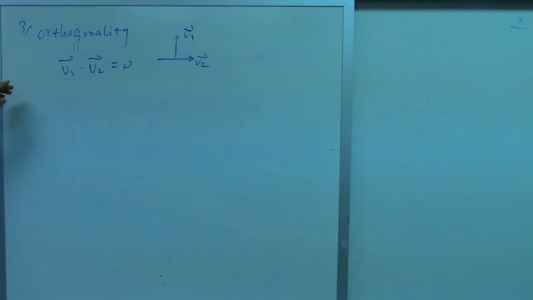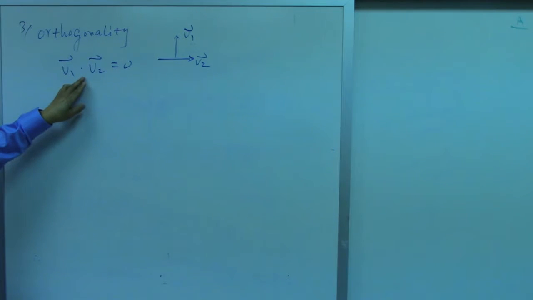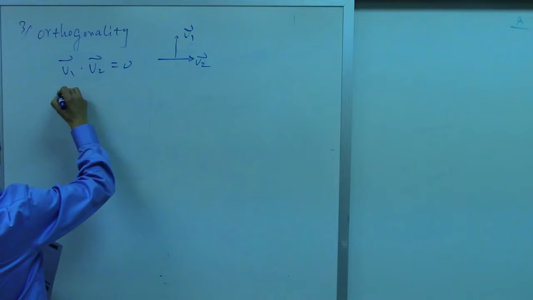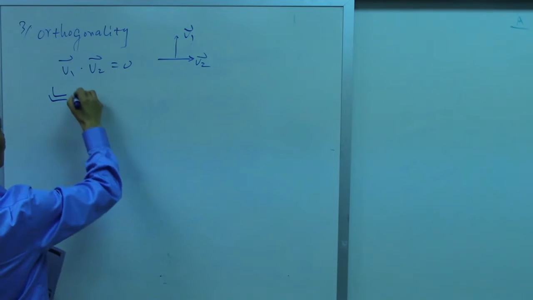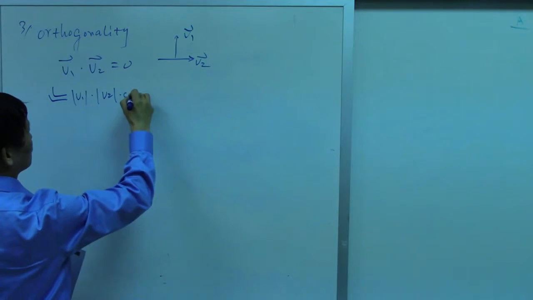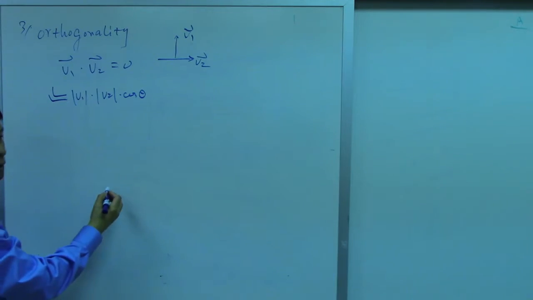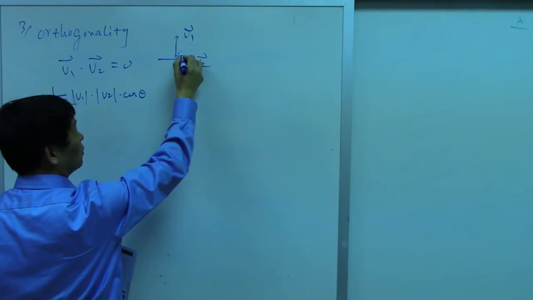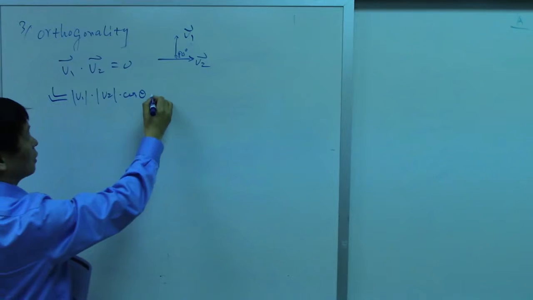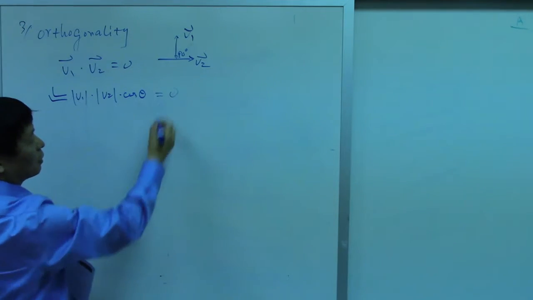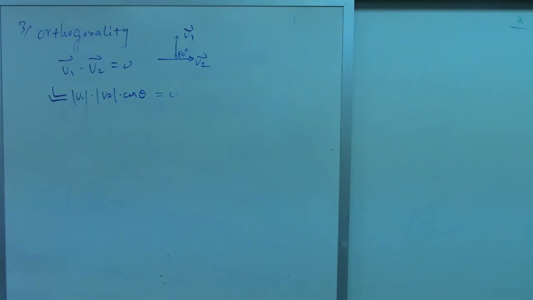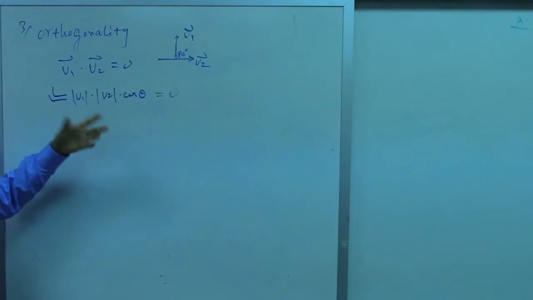This is in vector analysis. We know this dot means V1, the amplitude, times V2, the amplitude, times the cosine of the angle between these two. In this example, the angle is 90 degrees, because the vectors are perpendicular to each other, and cosine 90 degrees is definitely equal to 0. So if two vectors are perpendicular to each other, the dot product equals 0.